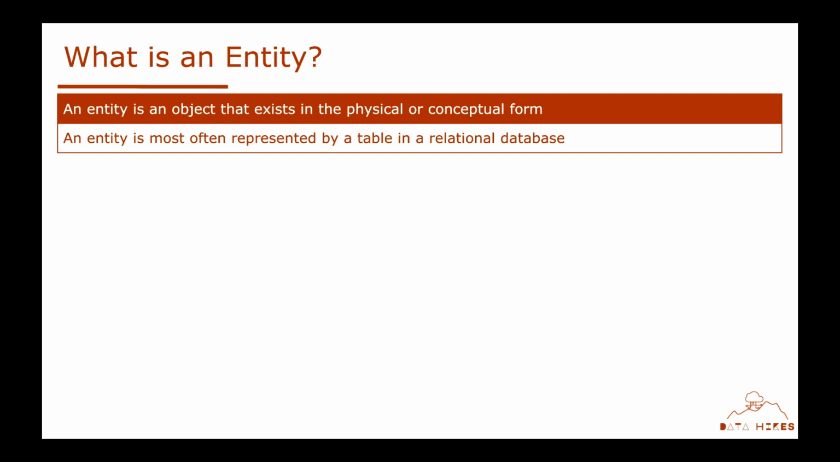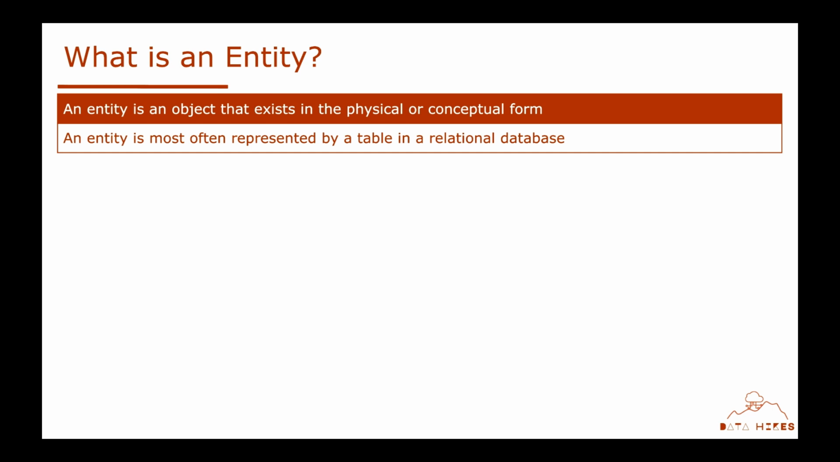The first thing we're going to learn is what an entity is. An entity is an object that exists in the physical or conceptual form. An entity is most often represented by a table in a relational database. So this is really important to think about when you think about how an ER diagram translates to a database system. Whatever would be an entity in your ER diagram would most likely be a table in your database system.